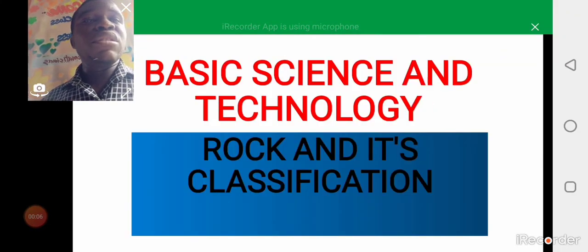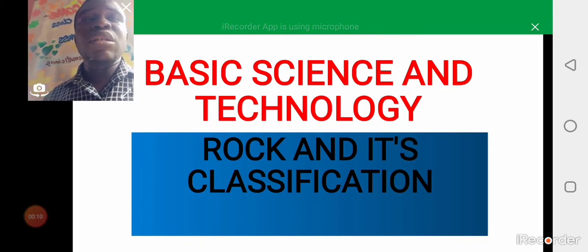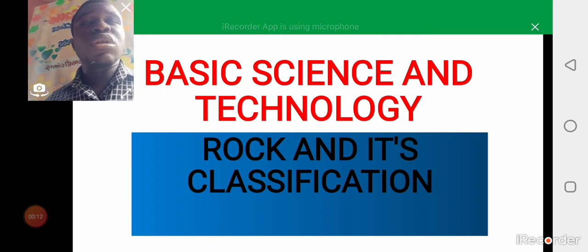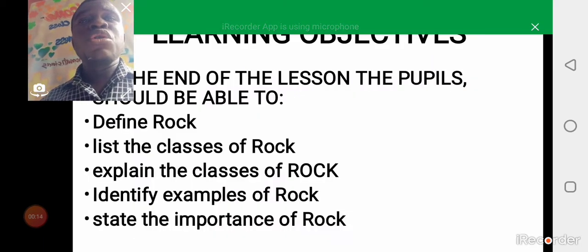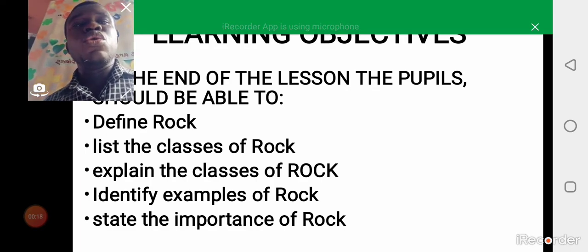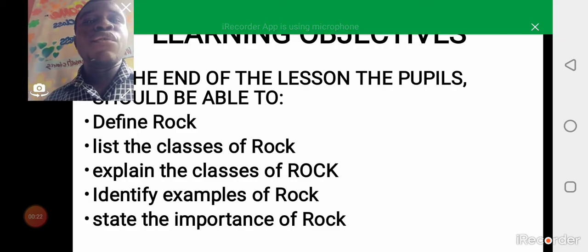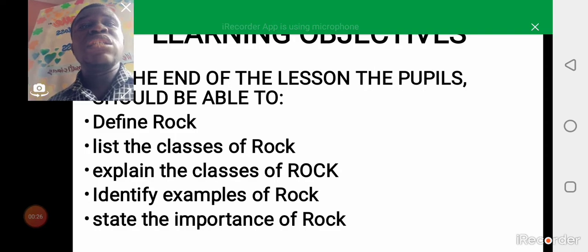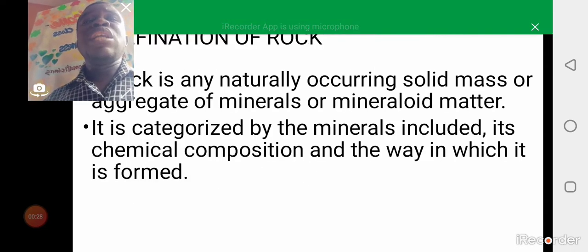This morning, we're looking at basic science and technology. Under basic science and technology, we're going to be looking at a topic called rock and its classification. I want you to know that at the end of the lesson, you should be able to: 1. Define rock. 2. List the classes of rock. 3. Explain the classes of rock. 4. Identify examples of rock. And 5. State the importance of rock.